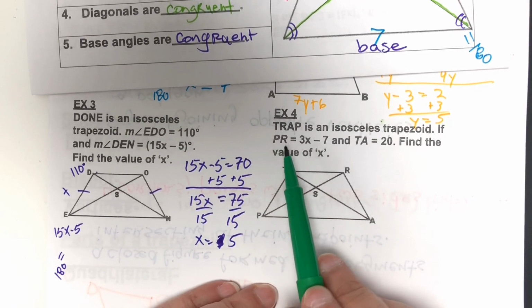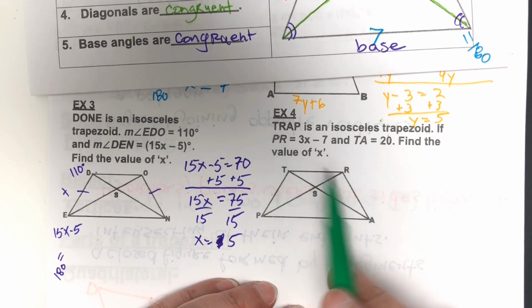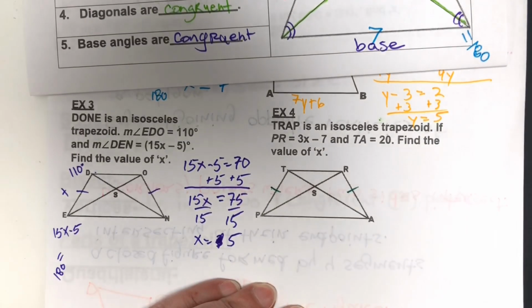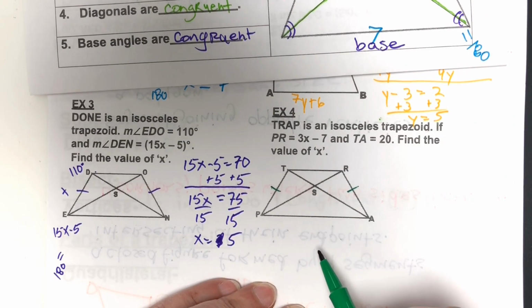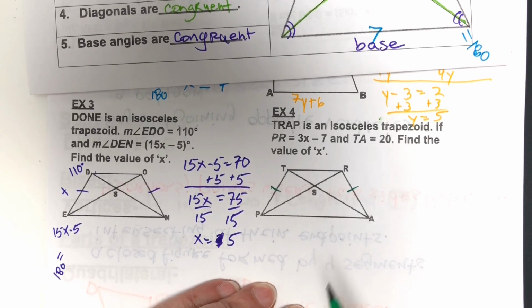I'm not good. Trapezoid, T-R-A-P, is an isosceles one. Are they luring me into a trap? You miss my puns, don't you?